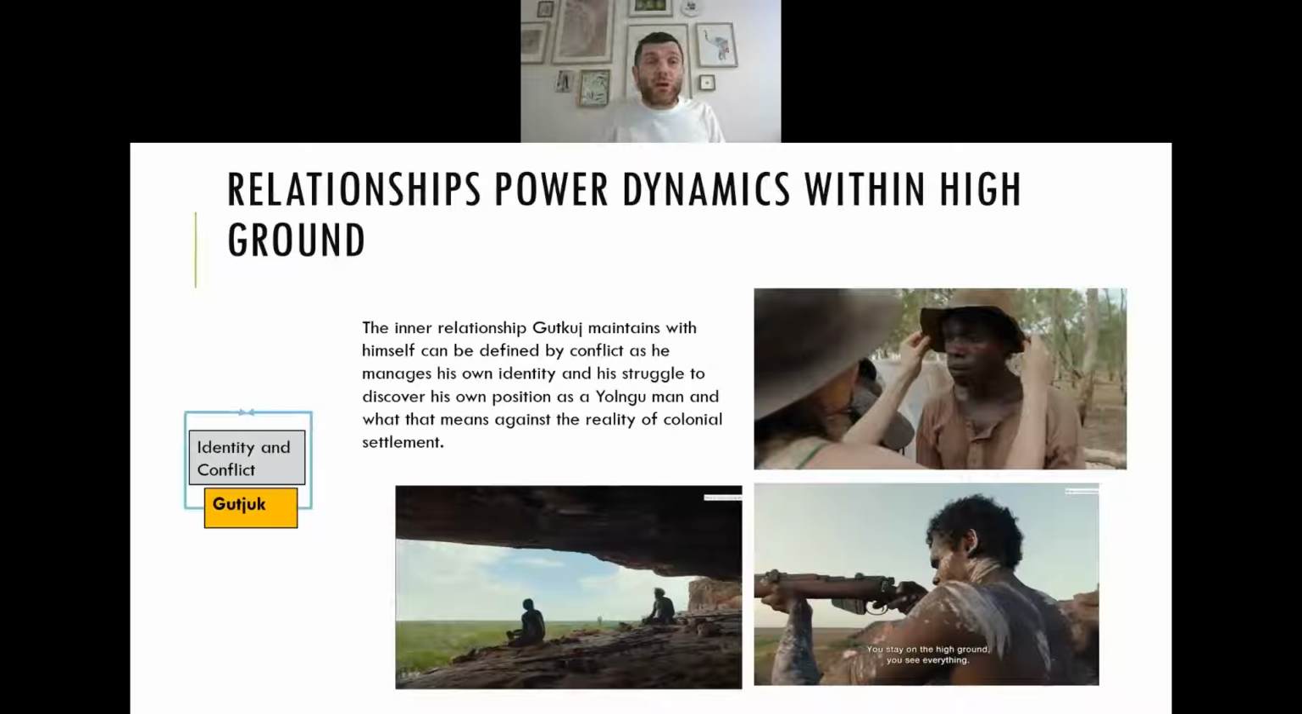So ultimately, Goodjook's character is defined by this search for identity and this search for his place within the world. And we see that in this moment with Claire, he feels a little bit lost. He needs protection by the sun because he's wearing a hat, but also from the disconnection he feels with his people and the disconnection he feels with himself.